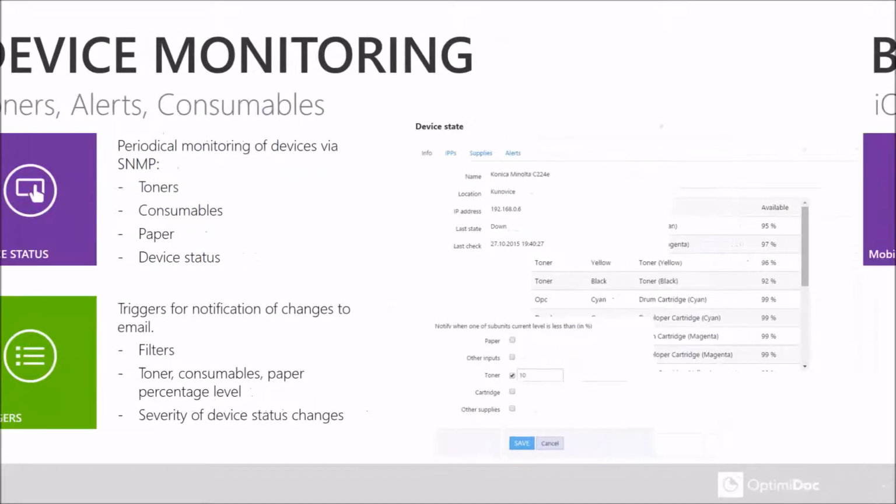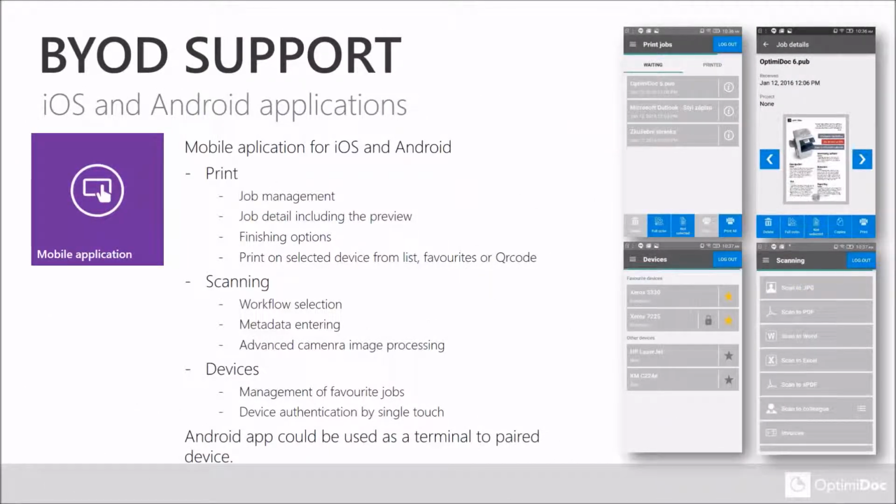The last functionality which is available inside the OptimiDoc is the support of mobile and tablets. Devices with the iOS and Android operating system can install the OptimiDoc mobile application, and from this application the user can manage his print jobs, see the details about each document including the preview, or define the finishing options, so how the document shall be printed. When he decides to print the document, he can select the printer where he wants to print from the list of the devices available inside the OptimiDoc, or from the list of his favorite devices, or he can utilize the QR code captured by the mobile camera.